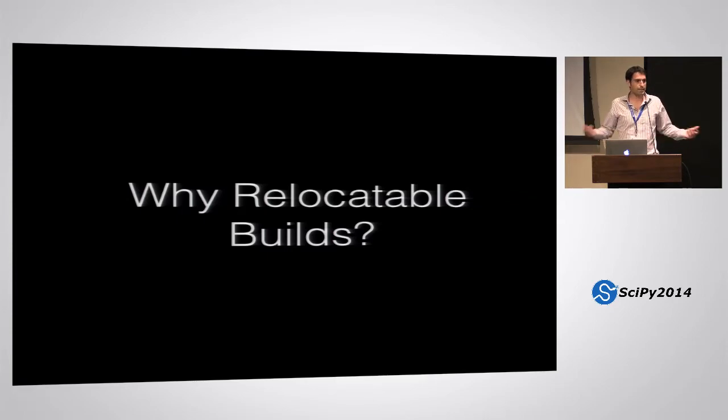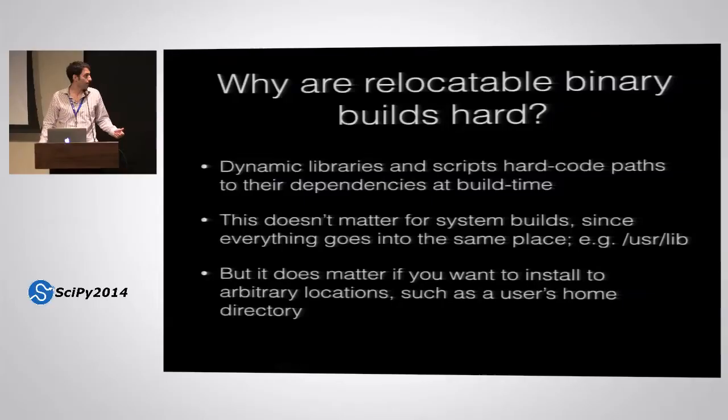But why is relocatability important? Does anybody know? Anybody care about why relocatability is important? I can tell you why it's hard, right? That's because dynamic libraries tend to hard code paths, and so do scripts. Some of the best scripts you use hard code paths just to make things hard for us. And in addition to this, most system package managers, if you use apt-get, if you use yum, they just install into a common location every single time, right? You can't ask apt-get to install a package into a user local directory. And this is why relocatability is really hard.